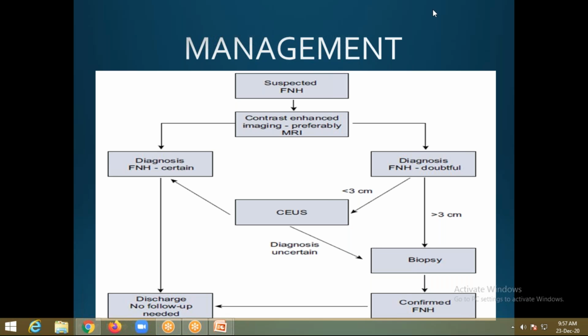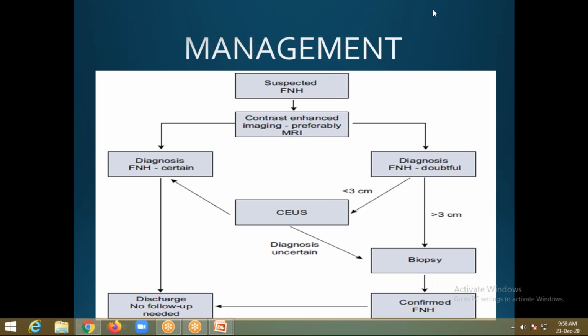If the diagnosis is certain through MRI, you go for discharge and follow-up. As you expect, most of them need just conservative management. If the diagnosis is doubtful and the tumor is less than 3 centimeters, you go for CEUS. What is CEUS? CEUS is contrast enhanced ultrasonography. With CEUS, once you get a diagnosis, again you discharge the patient and follow up. When you are doubtful and the lesion is more than 3 centimeters, you go for a biopsy.